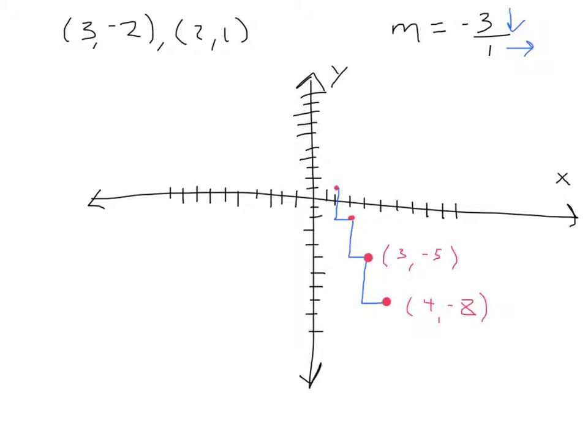I could have gotten a point going the other way. I could have counted up 1, 2, 3, and then over to the other side 1, up 1, 2, 3, over 1, up 3, over 1. I could keep going in that direction and I'd get points as well. And we could just at the end connect all of these to make the line.